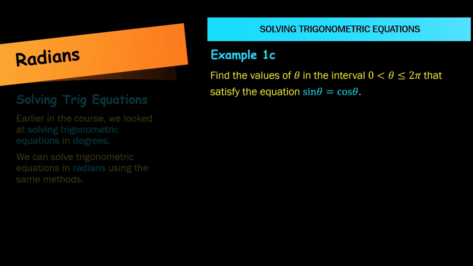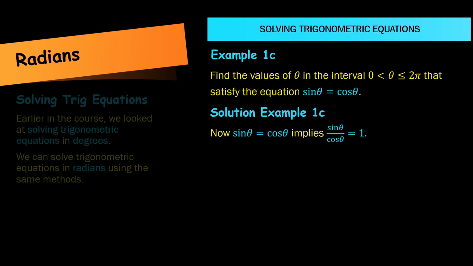Now let's take a look at another example. Again, pause the video and have a go. Press play when you're ready to view the solutions. So let's solve this. We are required to find the values of theta in the interval 0 less than theta less than or equal to 2 pi that satisfy the equation sin theta equals cos theta.